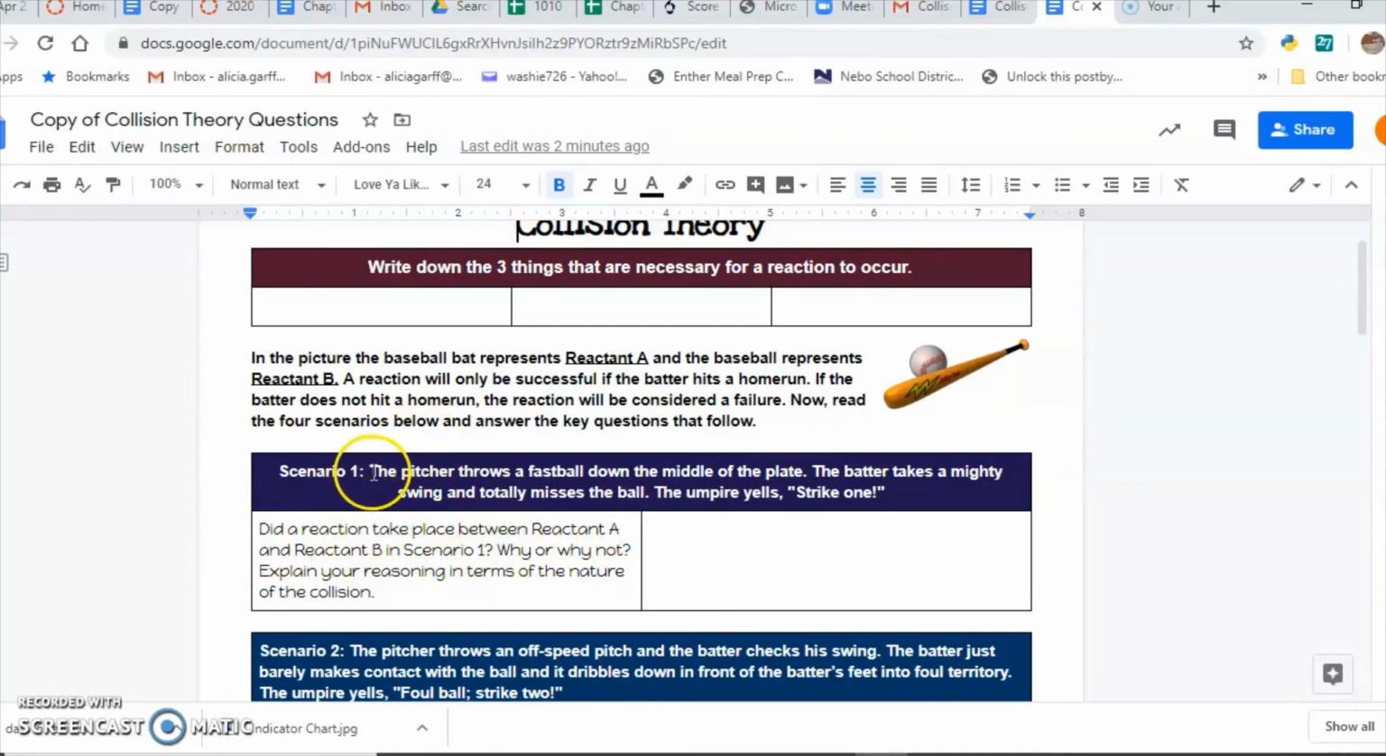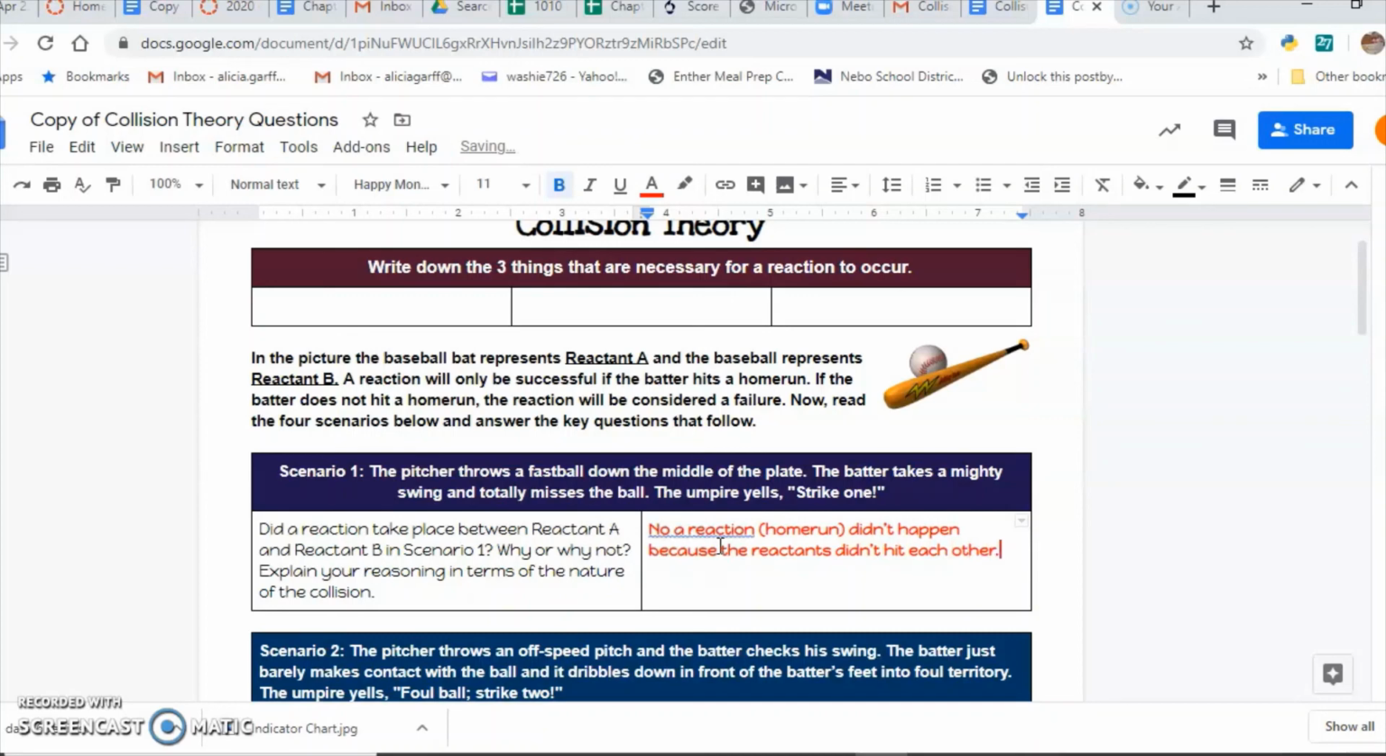So let's read scenario 1. The pitcher throws a fastball down the middle of the plate. The batter takes a mighty swing and totally misses the ball. The umpire yells strike 1. So the bat and the ball did not hit each other. So one of the things that's required for a reaction to happen is that the reactants have to collide. So no, a reaction or a home run didn't happen because the reactants didn't hit each other.